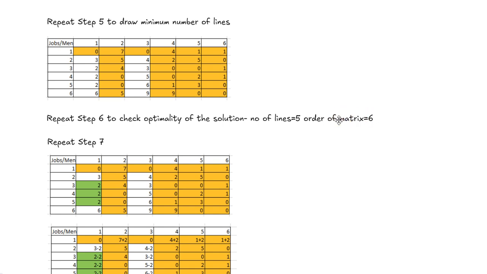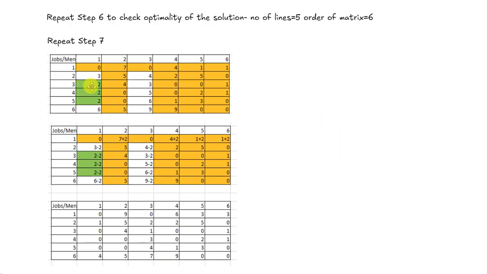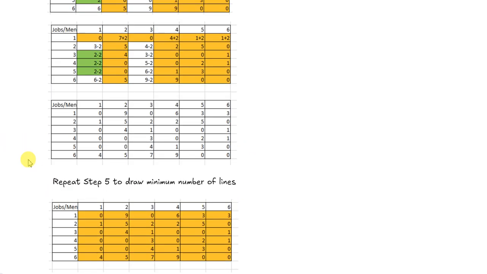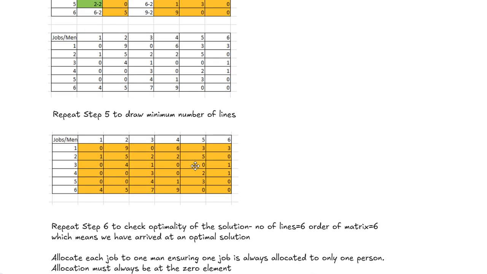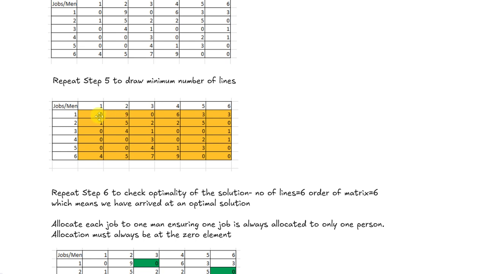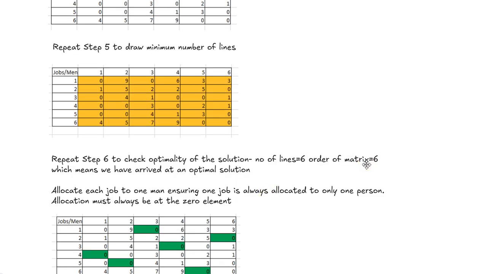I repeat step 7, which is improved matrix. Identify the smallest uncovered element, subtract from all uncovered cells, add to all intersection cells. Come to the next improved matrix. Repeat step 5. Draw minimum number of lines to cover all zeros. Now in this case, I can cross out all zeros only by using 6 lines. I cannot do anything less than 6. So now I need to use 6 lines, 1, 2, 3, 4, 5, and 6. The order of the matrix is 6, which means I have now arrived at an optimal solution.